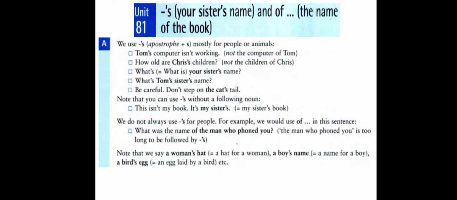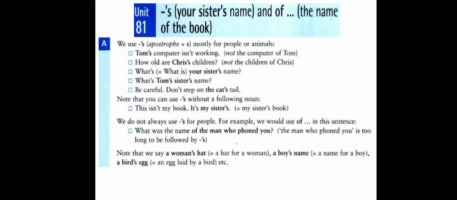What's. The apostrophe here in what's is used for abbreviation. It is not used for possession. So it means what is. Your sister's name. Here sister is singular, and we add apostrophe plus S. A name that belongs to your sister. So we say sister's name, and your sister, so it becomes your sister's name.